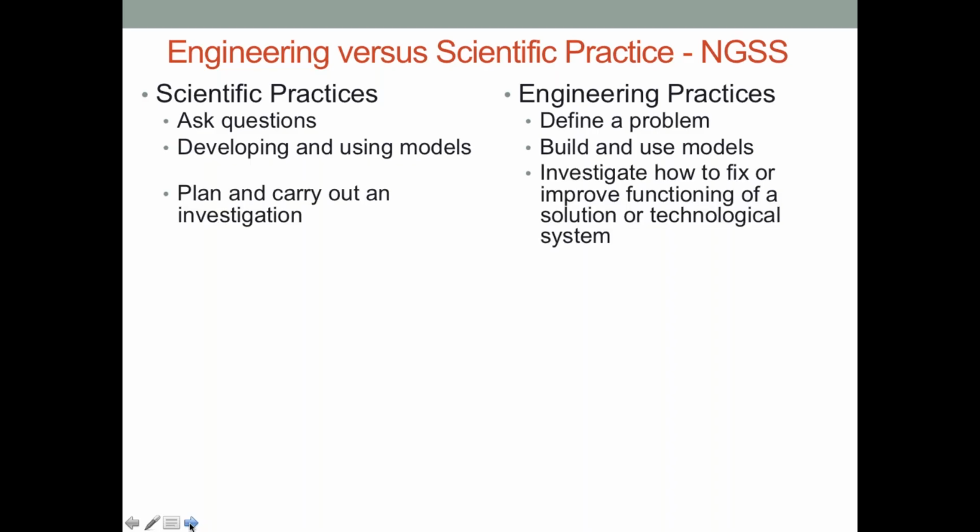Scientists plan and carry out an investigation, and this is where Kathy's talking about the controlled variables piece, I think, that comes in. It's very important as scientists for us to control those variables because we need to know which of those things is responsible for any effect we see. Whereas engineers investigate how to fix or improve the functioning of a solution or technological system. And so, as Kathy said, they don't really care. They just want to know, okay, this is not working right. I've got to fix all of those.